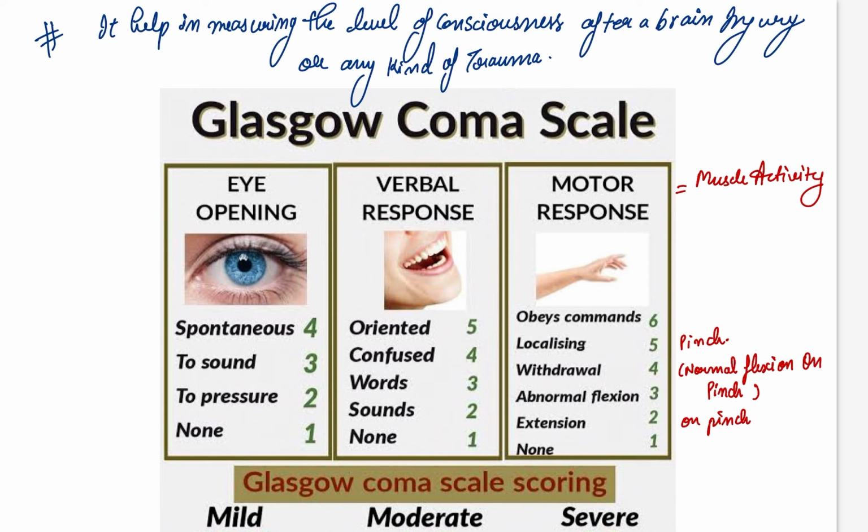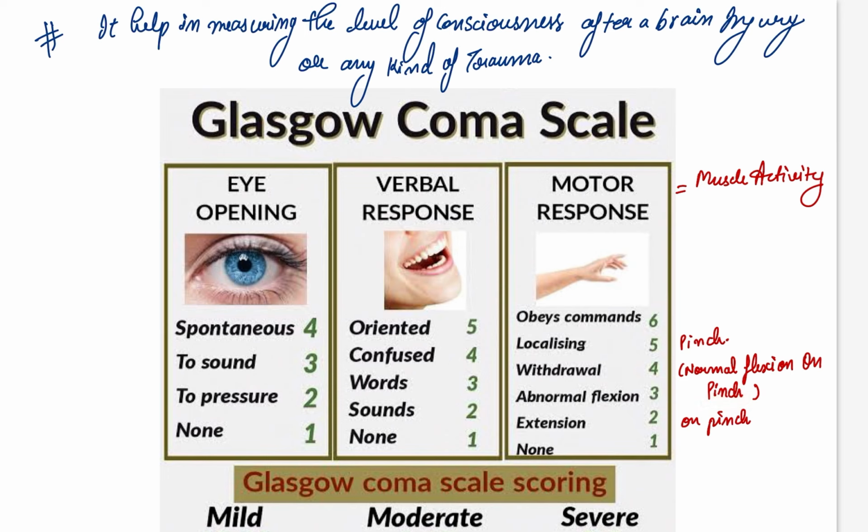And if you are pinching, and there is a normal flexion, like he is removing his hand from there, like if you pinch the forearm and he flexes his hand, then we will give the score of 4. This is called the normal flexion or the withdrawal, so don't be confused here. Many questions come from here, like sometimes they say withdrawal in the question, sometimes they say flexion while pinching.